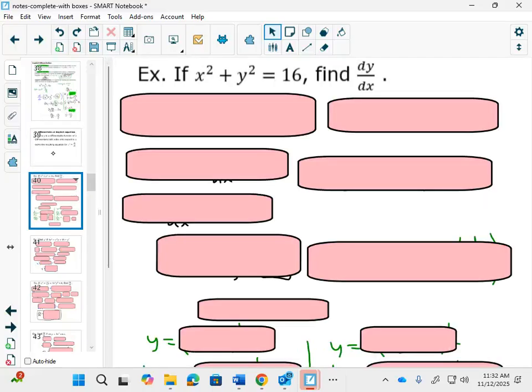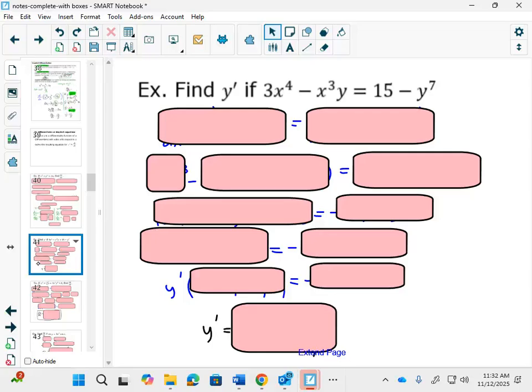Okay, we did this one already. We can look at this next one.